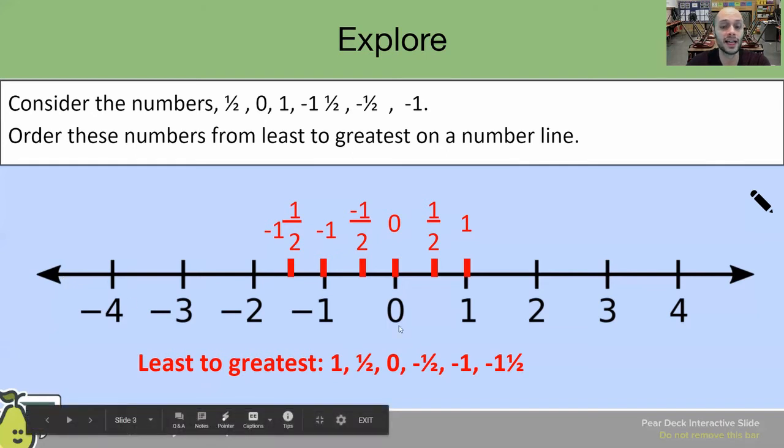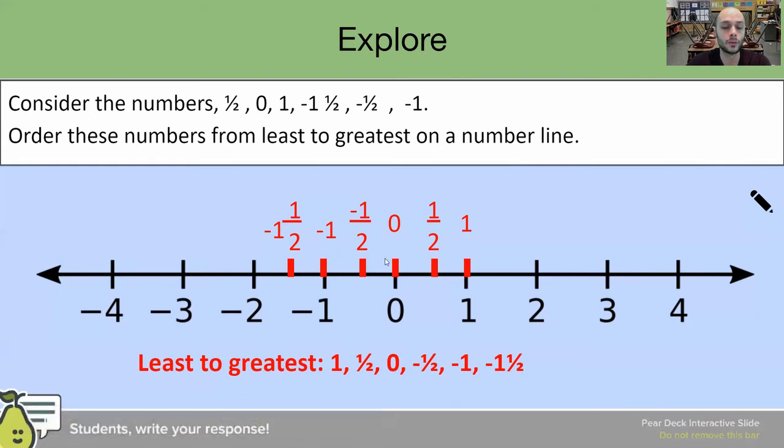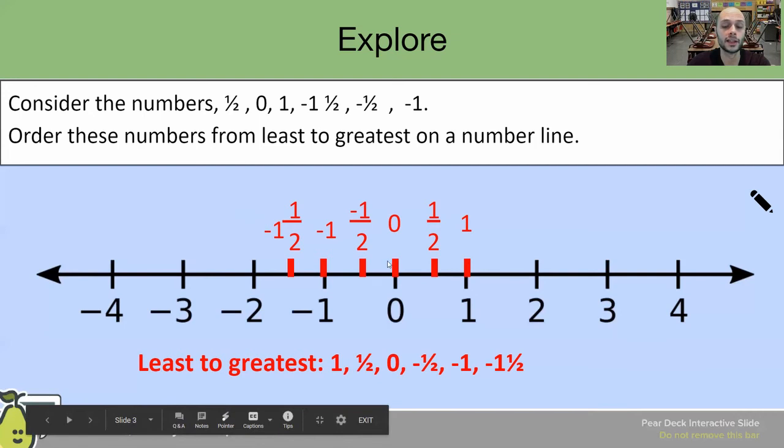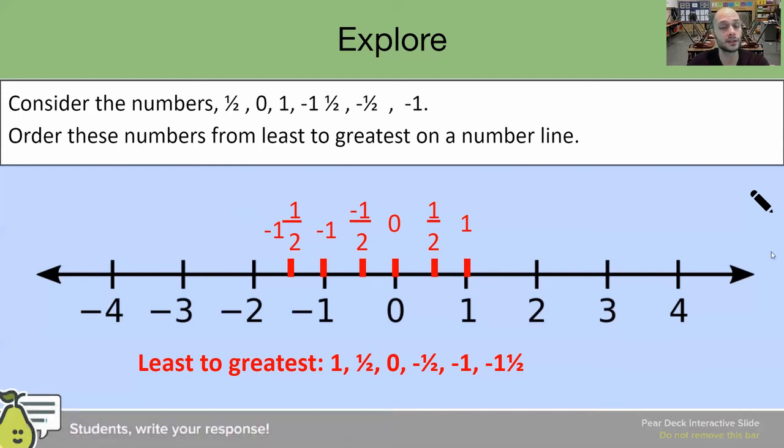And negative 1.5 is 1.5 spaces to the left of 0, whereas 1 is actually to the right of 0. And the further we move to the right on the number line, the greater our numbers become. So it seems as if our student here had to take the order and switch it, and maybe then they would be correct. All right.